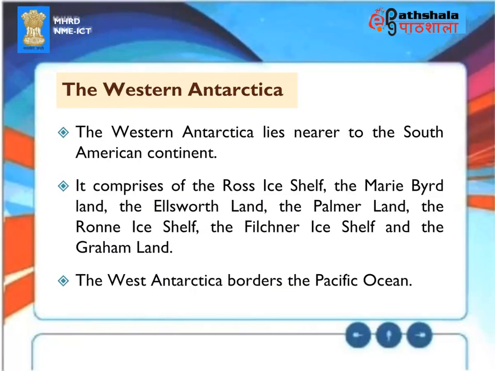West Antarctica. West Antarctica lies nearer to the South American continent. It comprises the Ross Ice Shelf, the Marie Byrd Land, the Ellsworth Land, the Palmer Land, the Ronne Ice Shelf, the Filchner Ice Shelf, and the Graham Land. West Antarctica borders the Pacific Ocean.